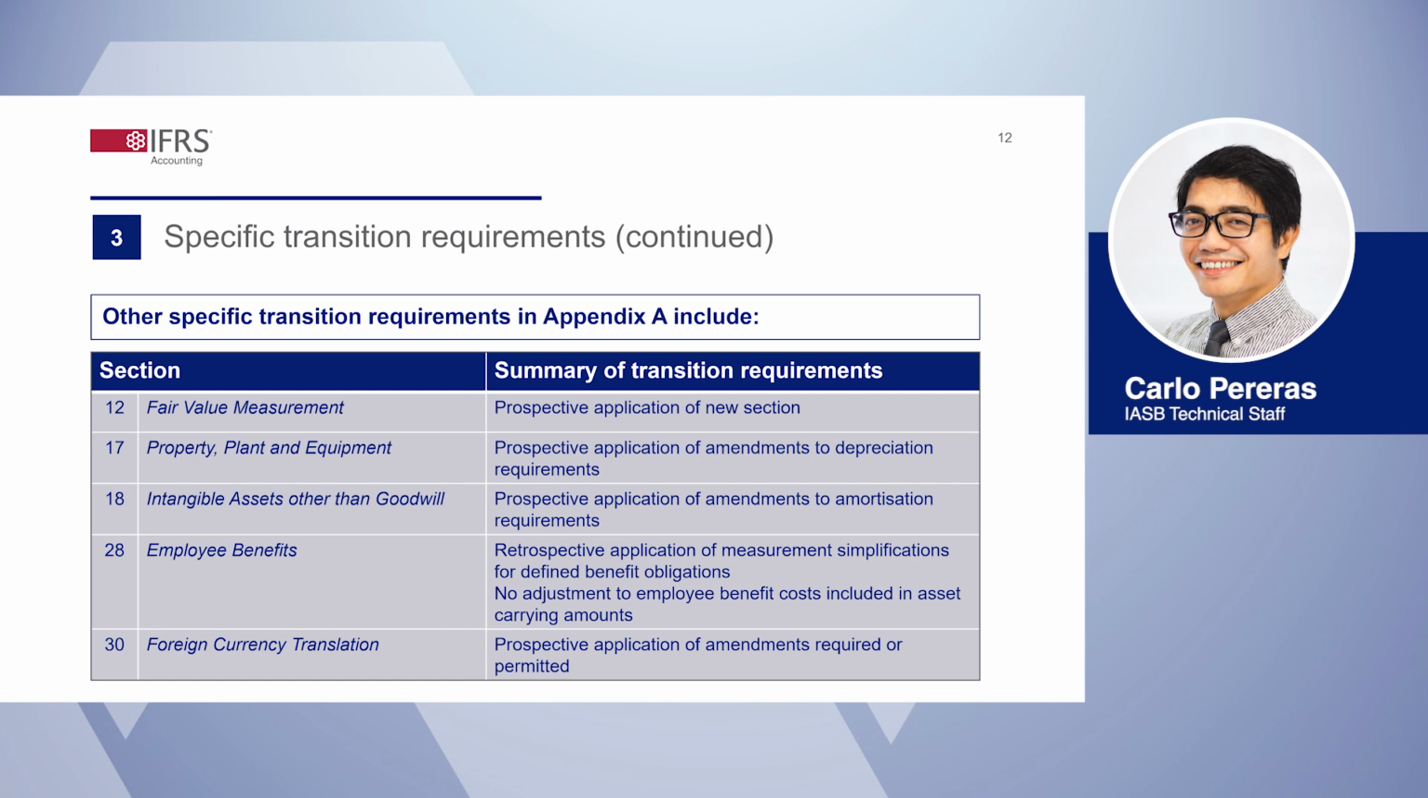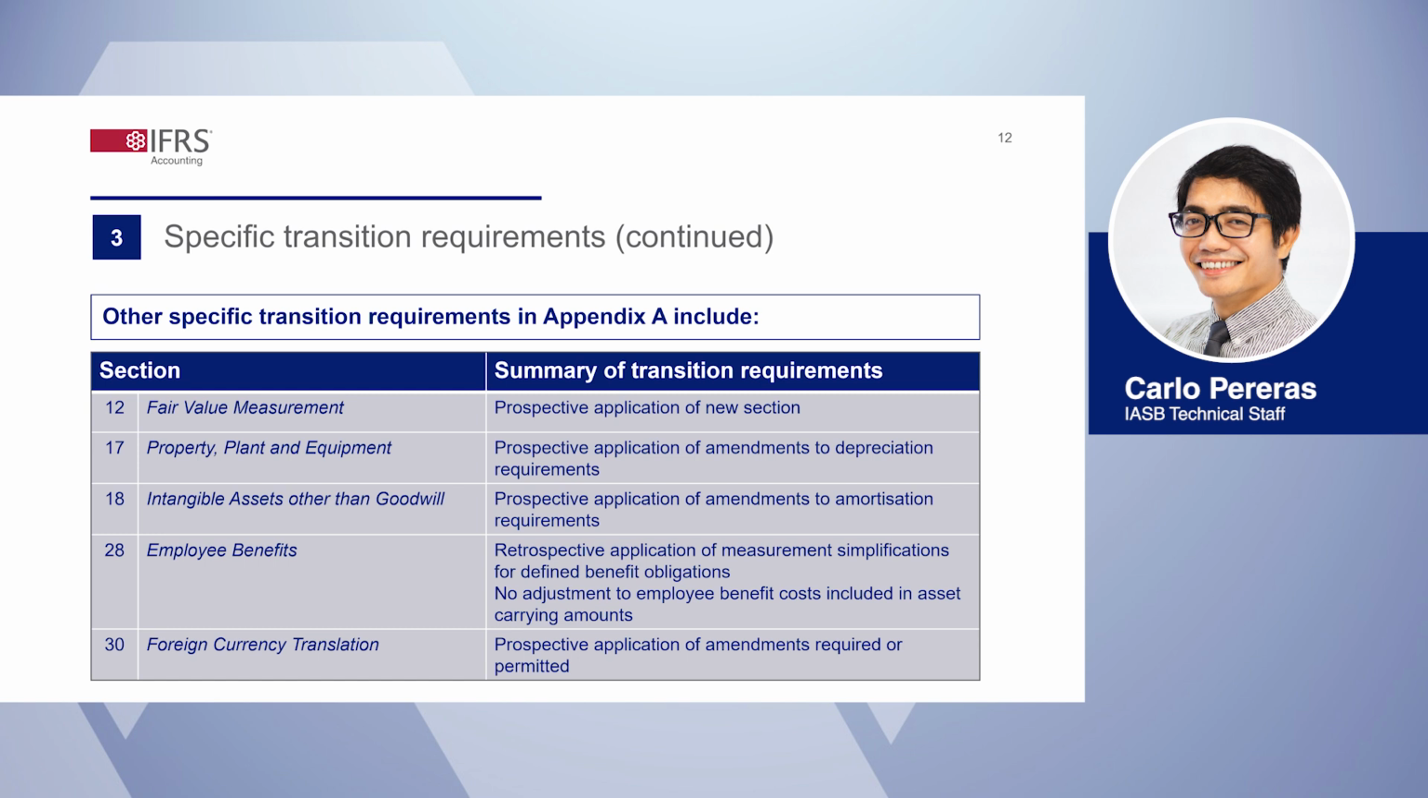Let's now have a brief look at some of the other specific transition requirements in Appendix A of the standard. We've listed a few of these on the slide. As you can see, the first three all require prospective application of the amendments made to the applicable sections of the standard. For example, an amendment was made to Section 17, Property, Plant, and Equipment, to specify that a depreciation method based on revenue is not appropriate. If an SME needs to change its depreciation method for an item of property, plant, and equipment because of this amendment, it applies the new depreciation method to the carrying amount of that asset at the date of initial application.